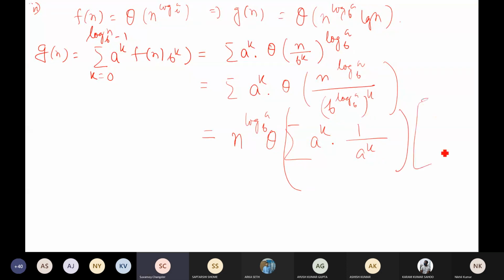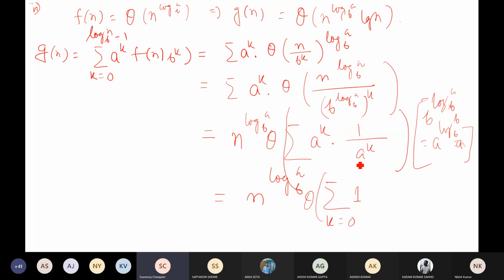As b to the power log a base b is equal to a to the power log b base b, which is equal to a. Therefore, this value will be a to the power k. So this is equal to n to the power log a base b theta of the sum of 1, where k varies from 0 to log n base b minus 1.